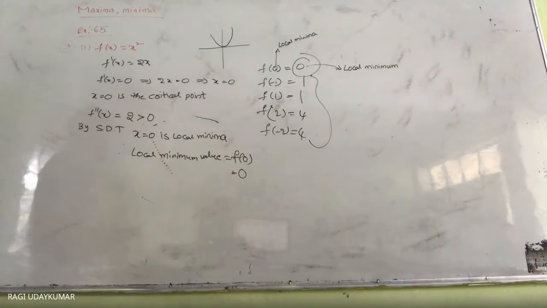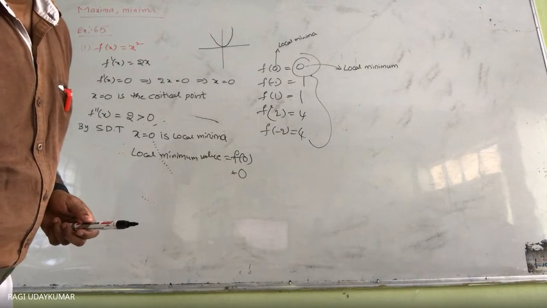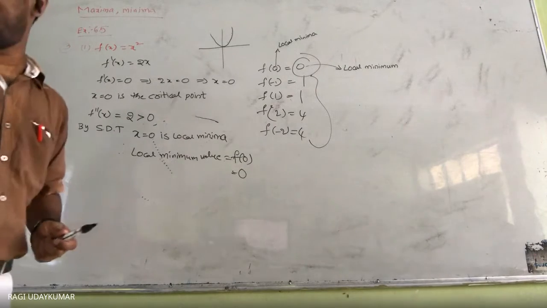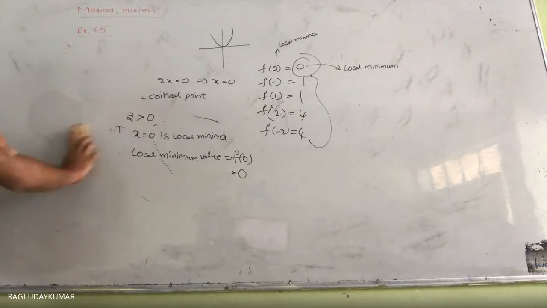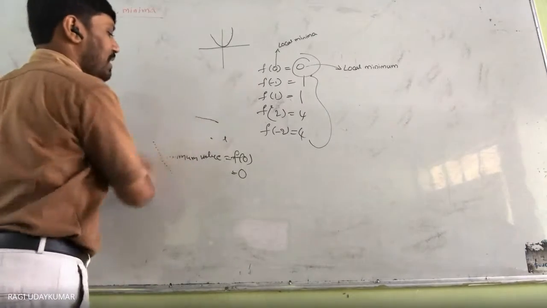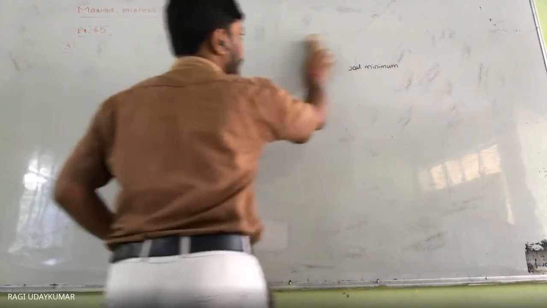ये function समझ में आया ना? Now the second question is given to you: g of x is equals to x cube minus 3x. अभी हर बार हम ग्राफ तो नहीं ड्रा कर सकते हैं ना. So that's why we are having the second derivative test. अब ये क्या करना है, let us see.